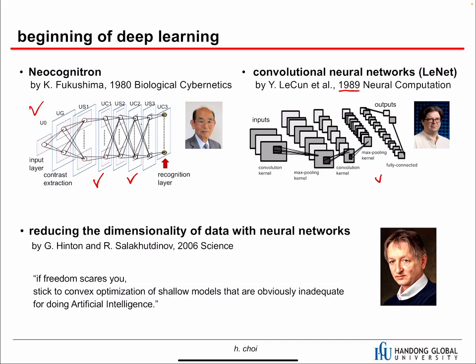So that was 1989, and even now we use CNNs. But even after that, neural networks were not that popular because other machine learning algorithms were better. Neural networks need a lot of computation power and more fancy techniques to train the network architecture, so people didn't use them. And in 2006, Geoff Hinton and his student wrote a paper in Science, and in this paper they proposed a deep neural network.